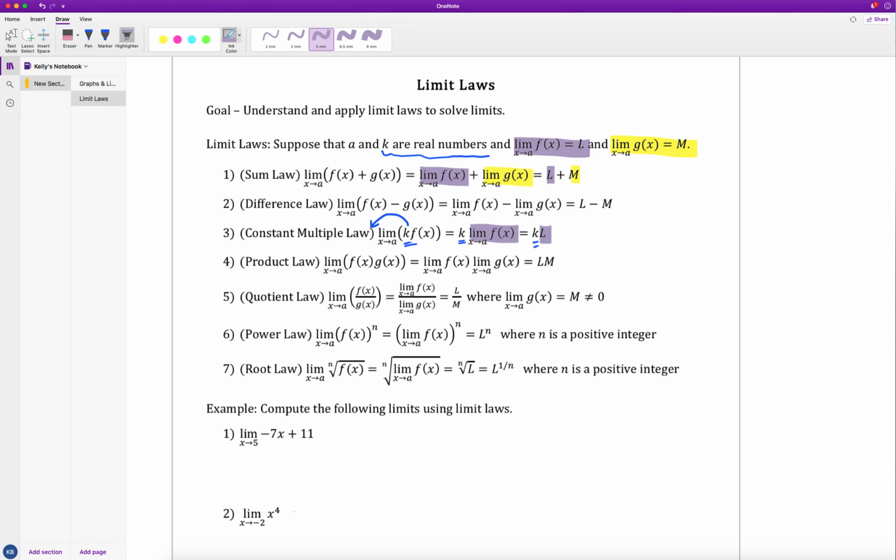So what our third law ultimately tells us here is that if I have a scalar or a coefficient, the limit has no effect on that, and if I can still take the limit of the function, then I can do that separately and then multiply by that scalar.